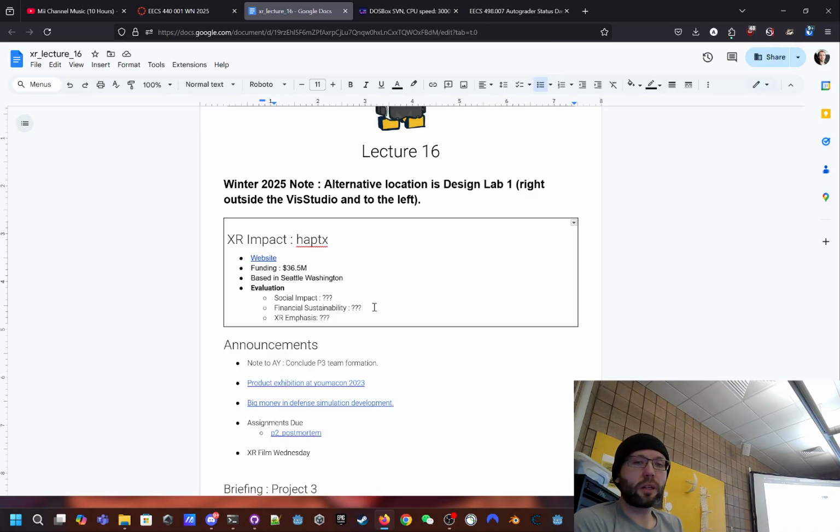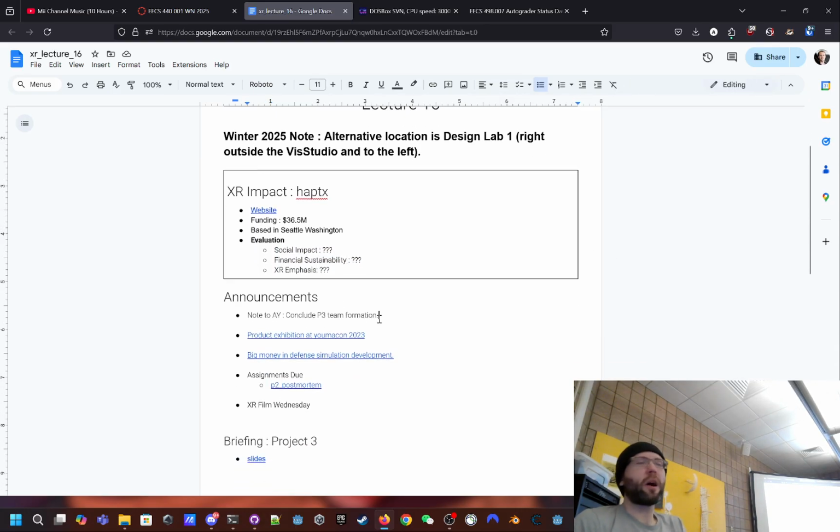And so it is something to think about, especially as we enter your Project 3, where every single week you are going to be judged by these criteria, okay? So thinking about your social impact, your financial sustainability, what does your business plan look like, your XR emphasis, is this the kind of thing that can only really be done with XR? All these things really matter, and so hopefully your team has some idea of what you want to do and how it's going to be valuable to all of these criteria.